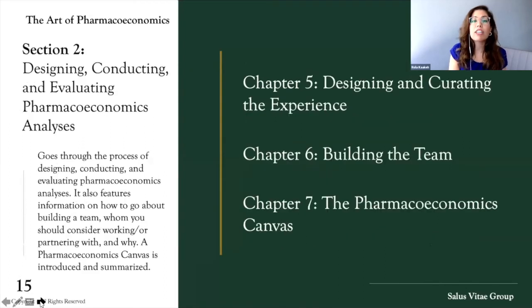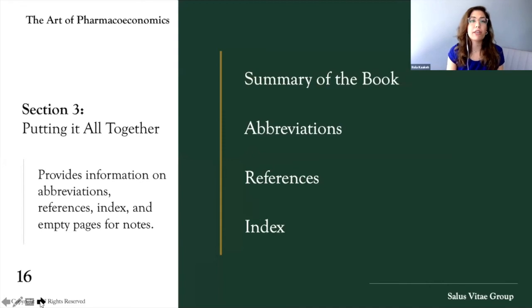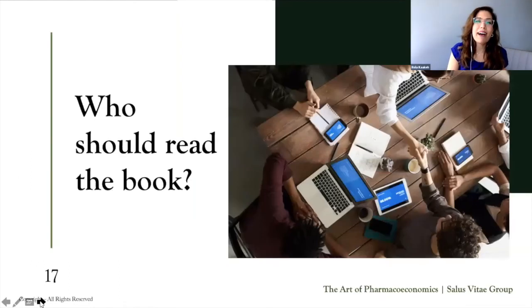In section 2, that's where you get really to the hands-on, very detailed, holistic approach to these types of analyses in terms of designing, conducting, and evaluating them. It goes through the whole process. As well, it features different information about building a team, who you need to consider working with and why. And then, of course, the pharmacoeconomic canvas is introduced and summarized in detail. And then section 3 is just putting it all together, where you'll see the abbreviations, the references, and that type of thing. So who should read this book?